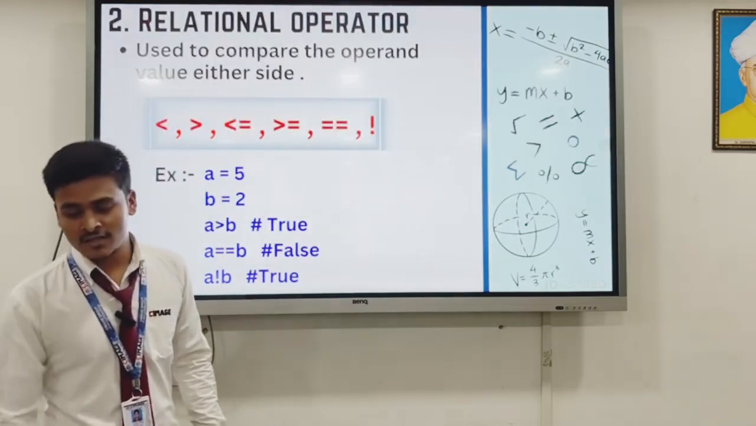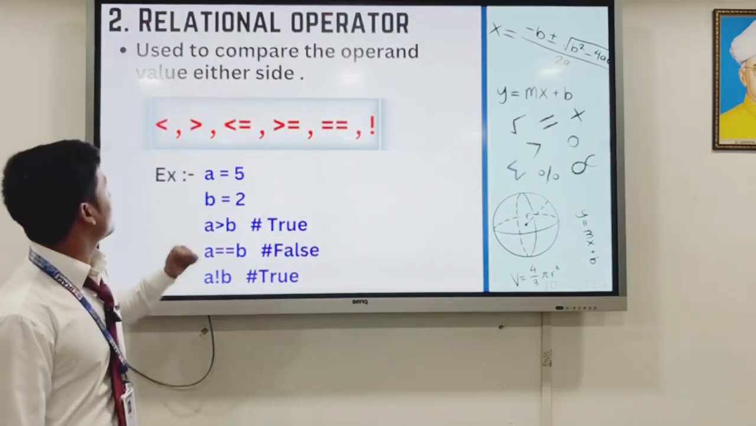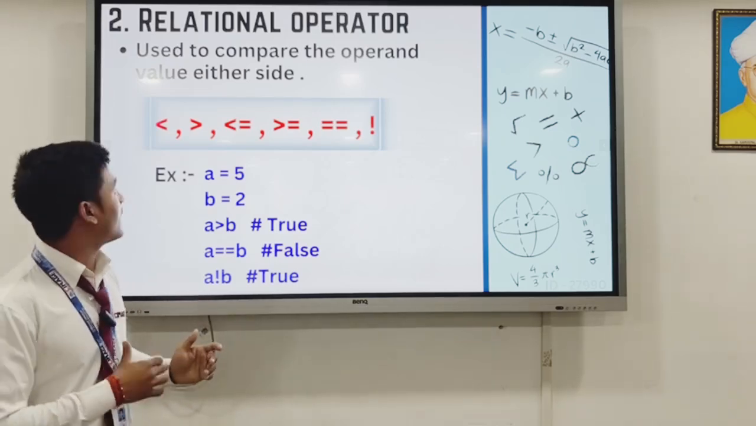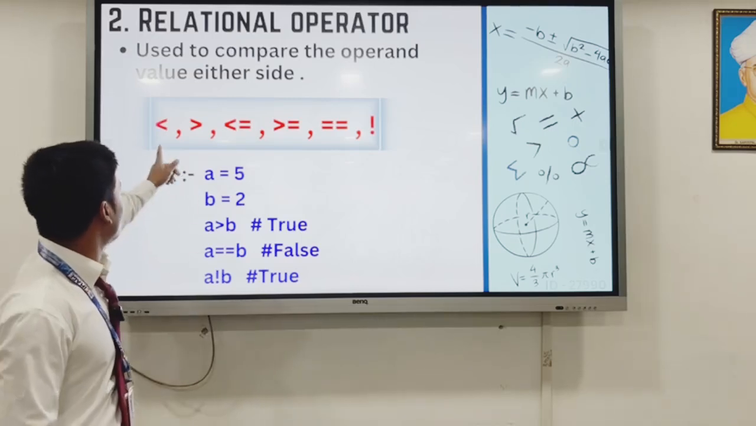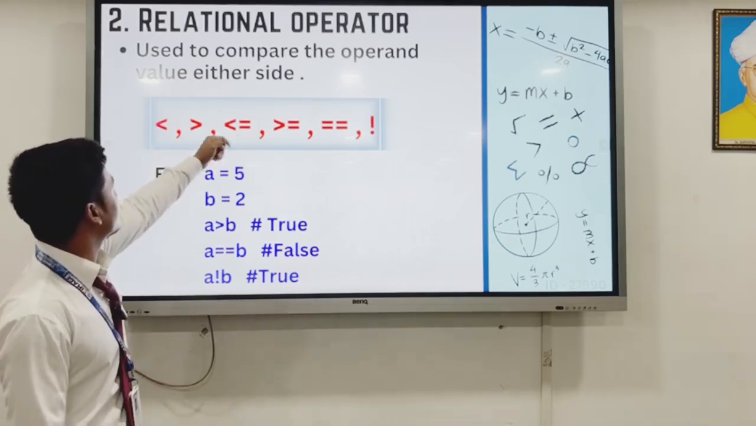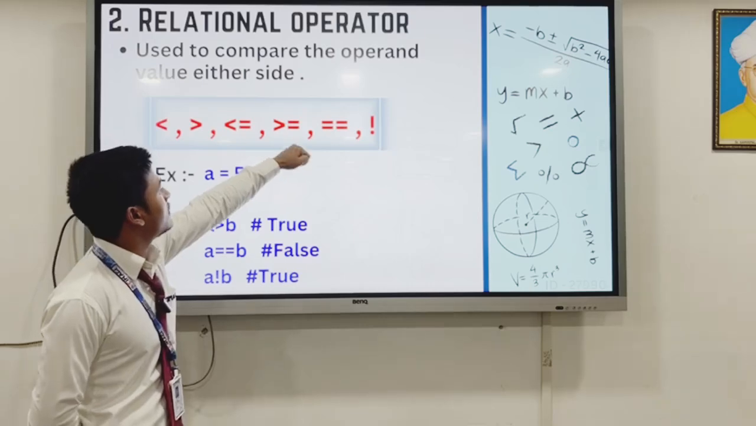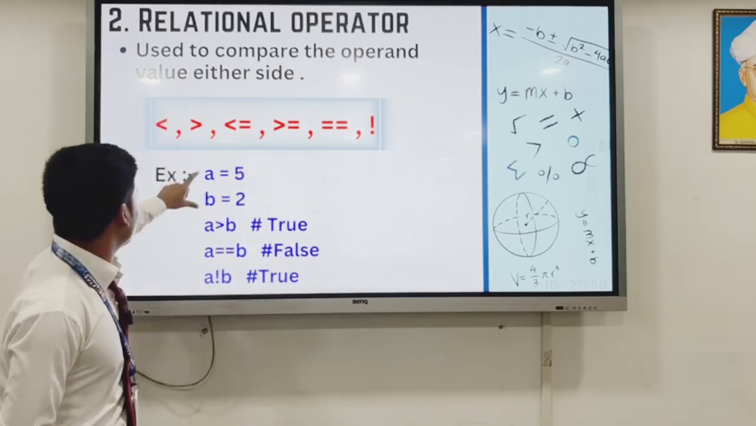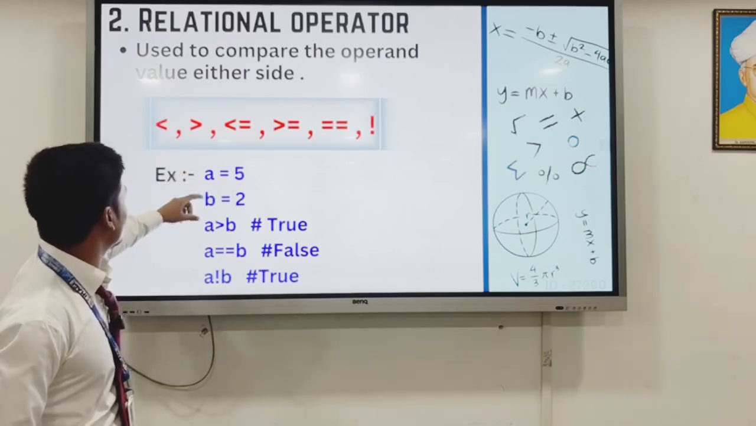Second one is relational operator. Relational operator is mainly used to compare the operand value on either side. Greater than, smaller than, greater than or equal to, smaller than or equal to, equal to, and not equal to are the signs of relational operator. Here is also an example of relational operator.